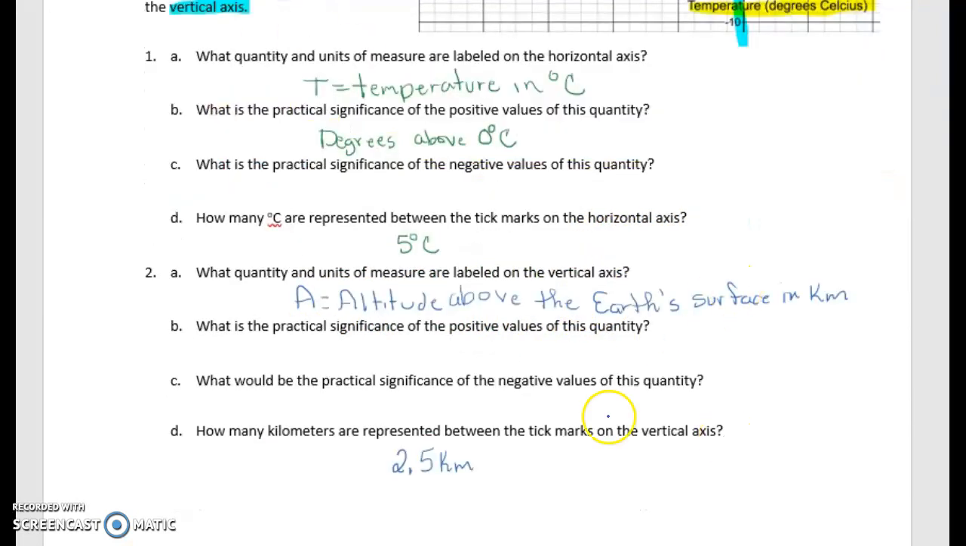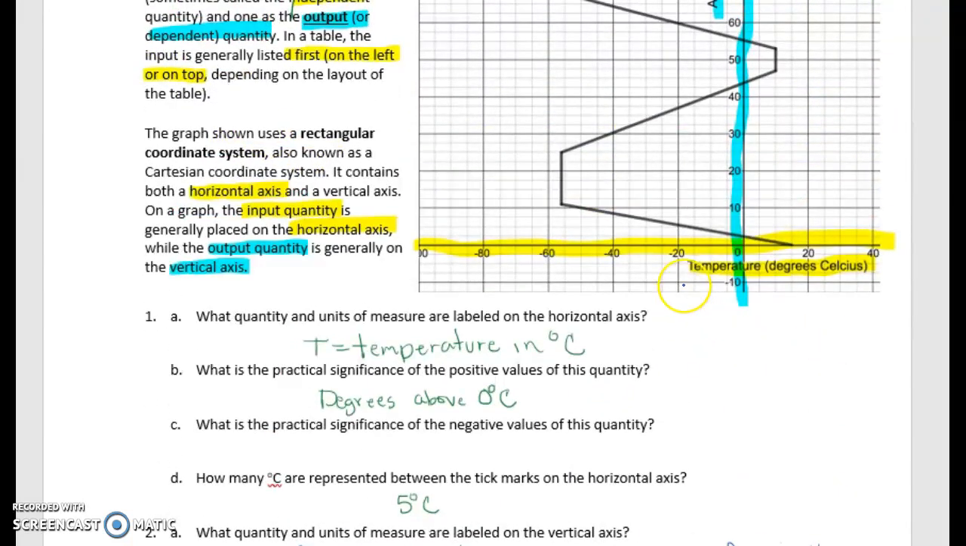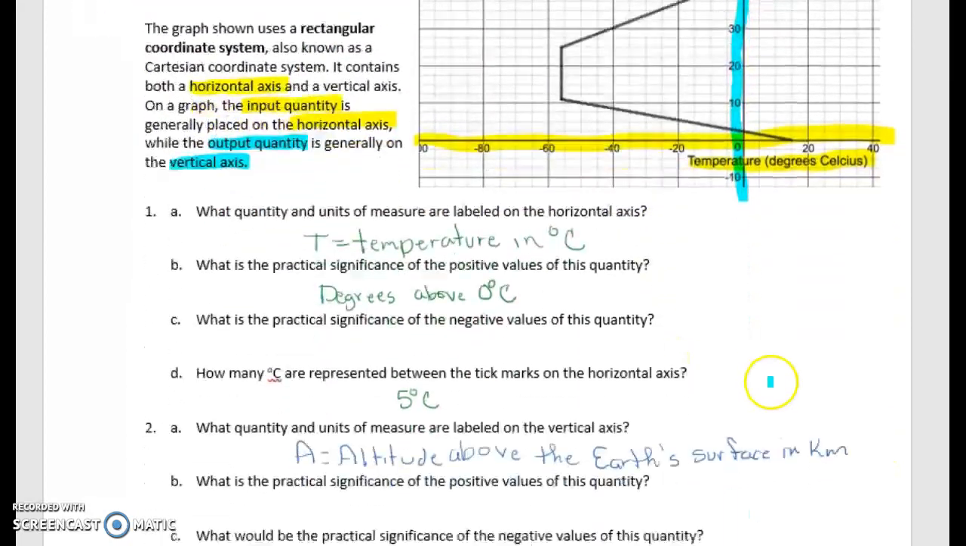Okay, looking over your answers, be careful here. So A can represent the altitude, but it's not just a plain old altitude, it's the altitude above the Earth's surface. Because if you look back, you'll see here that Earth's surface is at altitude 0, so that's right down here. And so the altitude is measured from the Earth's surface, and altitude is our output quantity, and so we know that it's measured from the surface there.